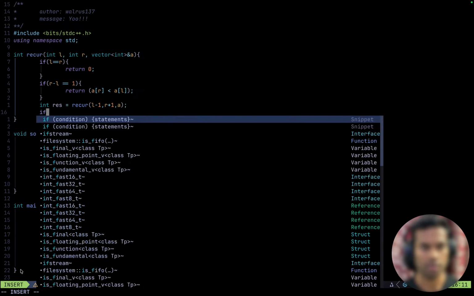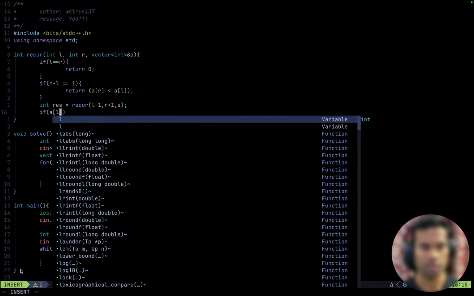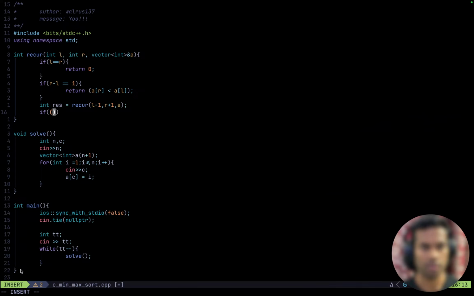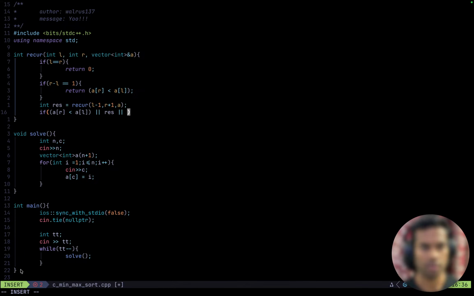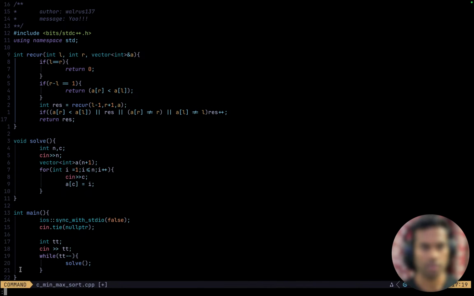And now if either A R is smaller than A L, either these two numbers are not in order, or they are in order but res is positive, which brings them out of order no matter what, or res might be 0 but these numbers are initially also not in order, which would be like checking for A R is not equal to R or A L is not equal to L. Whatever the case, increase res, return res.